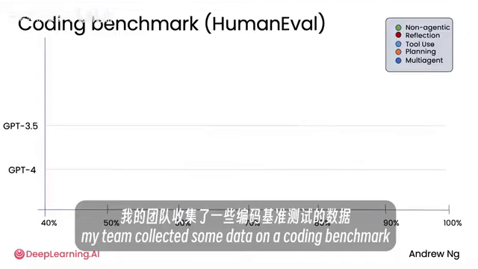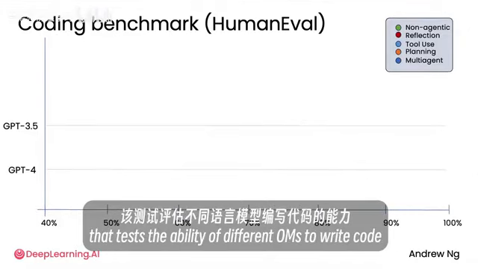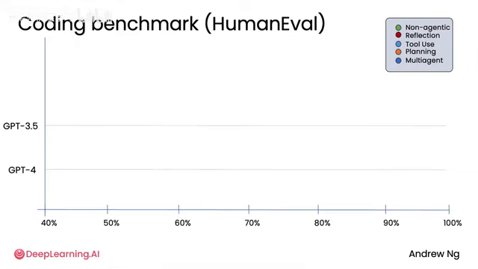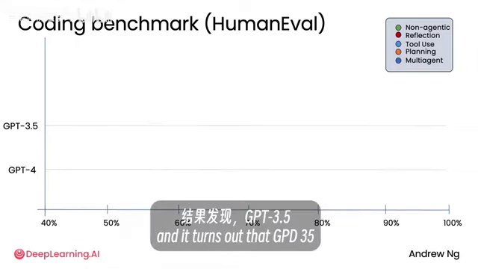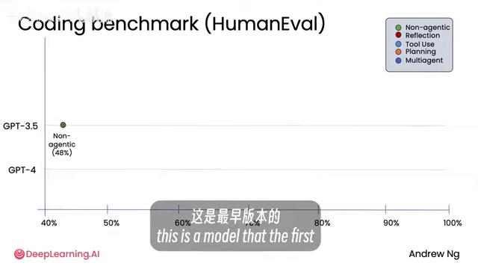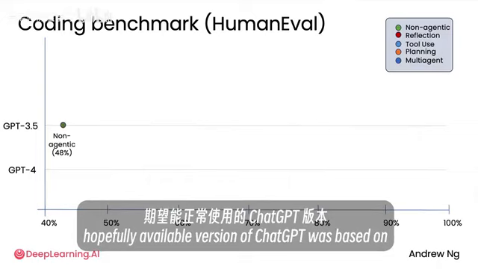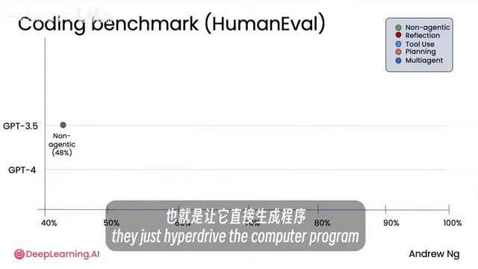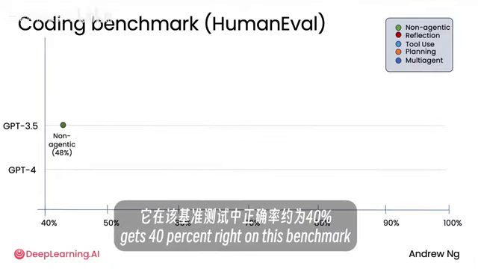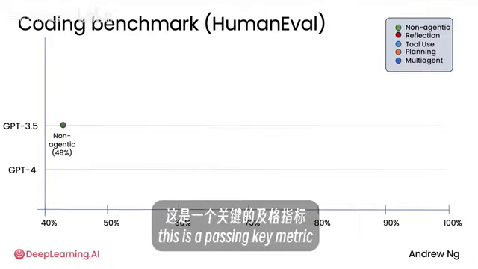Let's take a look. My team collected some data on a coding benchmark that tests the ability of different LLMs to write code to carry out certain tasks. The benchmark used in this case is called HumanEval, and it turns out that GPT-3.5, a model that the first publicly available version of ChatGPT was based on, if asked to write the code directly, to just type out the computer program, gets 48% right on this benchmark. This is a pass@k metric.